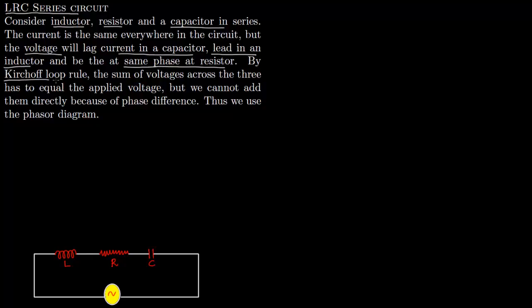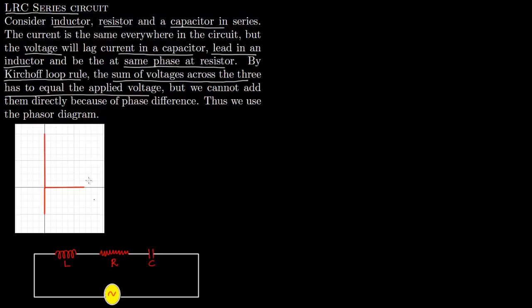So again we want to use Kirchhoff loop rule. The sum of voltages across the three has to equal the applied voltage. But we have to use the phasor diagram because we cannot add these voltages directly since they are not in phase. So let us see this.